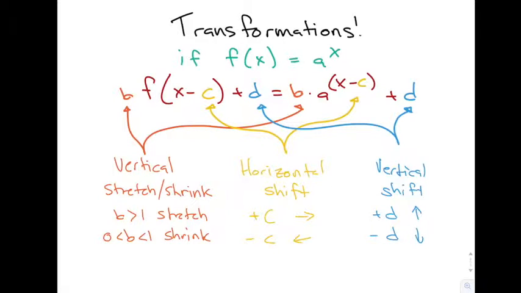And of course, we may transform our exponential functions. If our base exponential function looks something like f of x equals a to the x, then a constant b in front of the base function will cause the function to stretch vertically or shrink vertically. So for b greater than 1, we'll stretch up, and for b between 0 and 1, we'll shrink down towards the x-axis. And of course, if we have a negative b, that will flip over the x-axis.